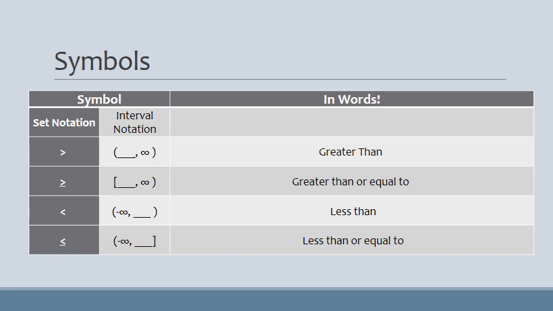If it's less than, we're going from negative infinity to whatever that number is. And again, if it's just less than, we're going to use two parentheses. If it's less than or equal to, we use the bracket.